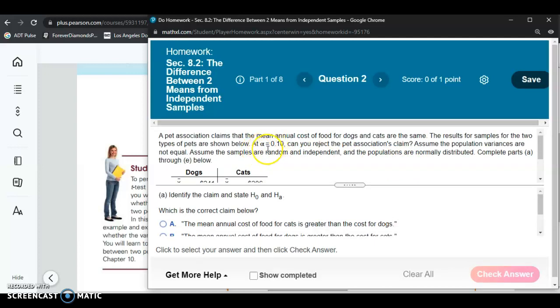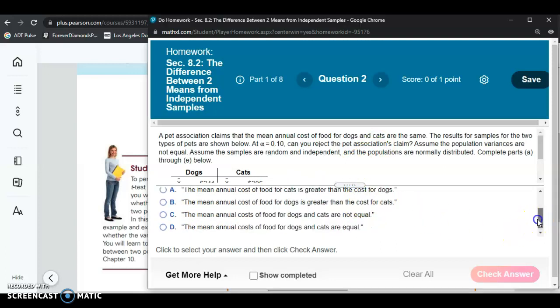At a significance level of 0.10, can you reject the pet association's claim that the mean annual cost of food for dogs and cats are the same? That's the claim. Assume the population variances are not equal, and assume the samples are random and independent, which they should be, and the populations are normally distributed. In part A, we're going to identify the claim and state the null and alternative hypotheses. Remember, the claim was given in the first sentence of the problem. The question asks, which is the correct claim?